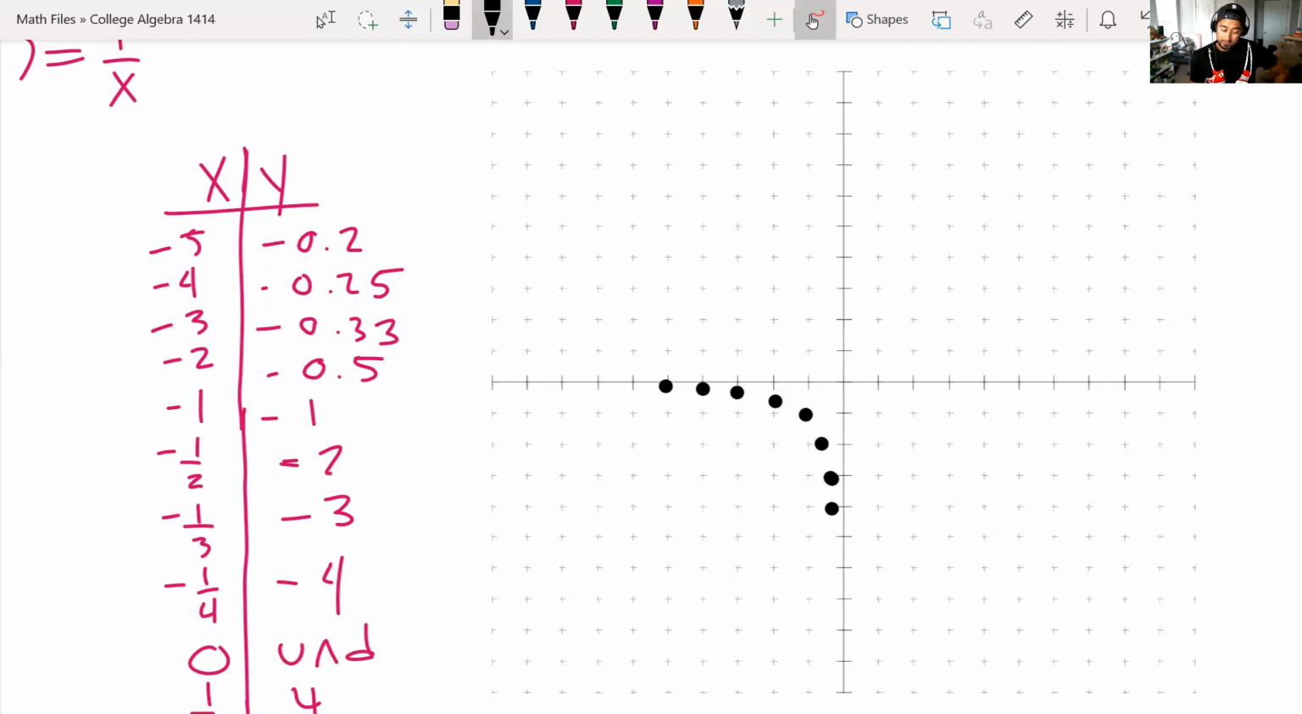All right, so what does this graph look like? Well, it looks like this. So if you keep choosing numbers towards -infinity, you're honestly going to get really, really close to the x-axis, but you're never going to touch it. And if you keep choosing numbers closer to 0, you're going to get closer and closer to the y-axis, but as well, never touch it. So here's what your graph looks like.